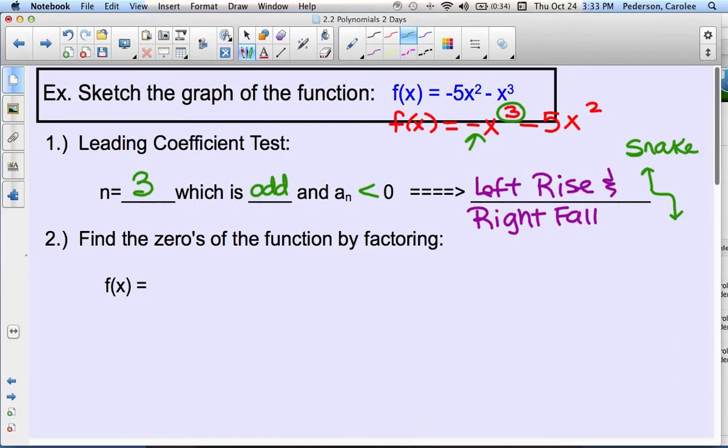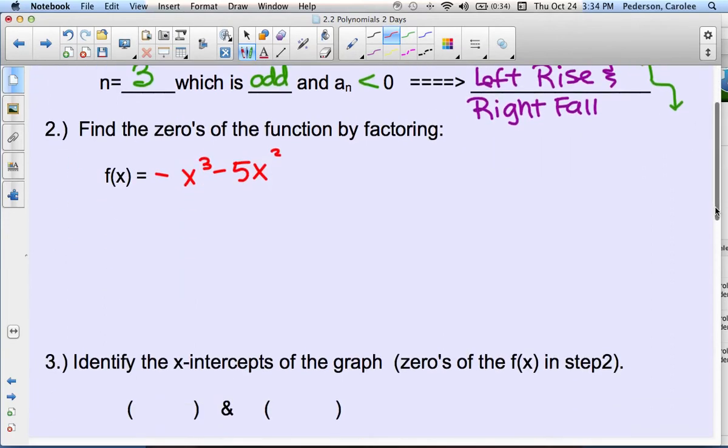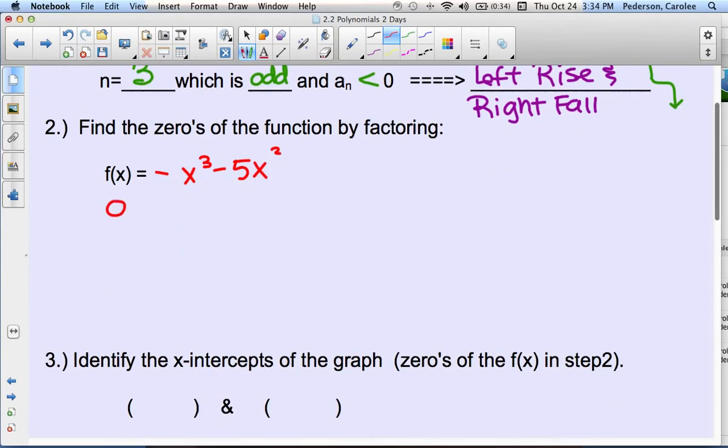Next, we want to find the zeros of the function. Remember, those zeros of the function are the x-intercepts. So we're going to set that function equal to 0 and solve for x. So we're factoring it. We say 0 equals negative x cubed minus 5x squared. The number one rule to factoring is to see if there's a GCF, which there is. A negative x squared can be factored out. So we're left with an x plus 5.